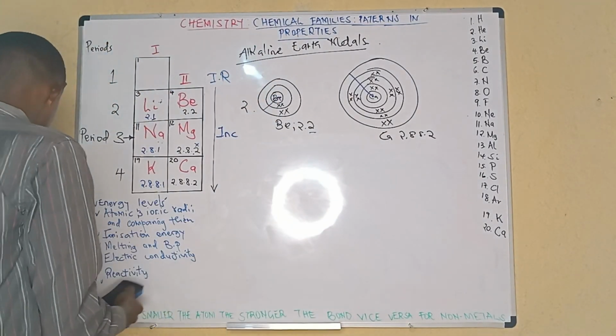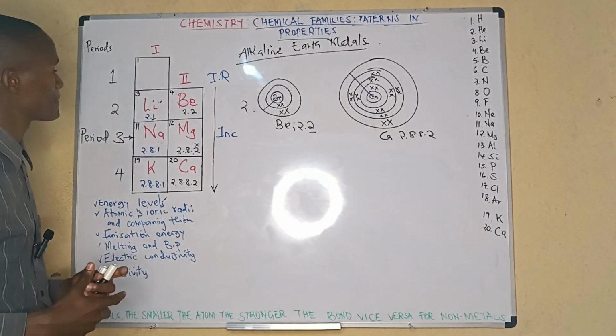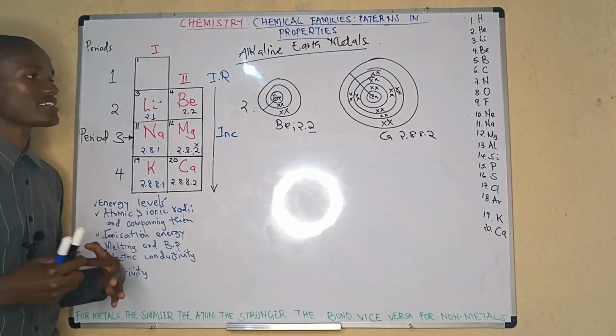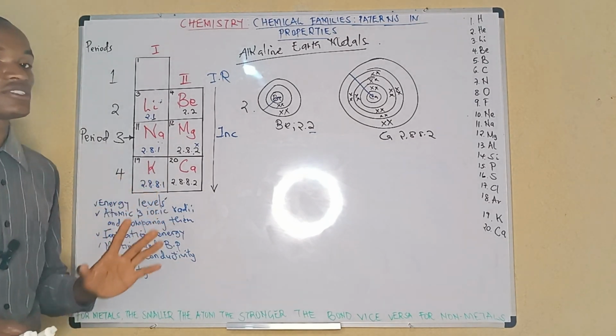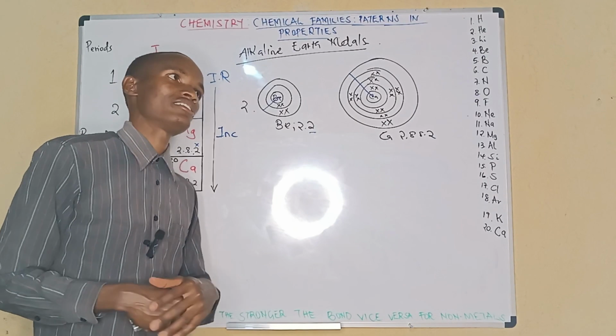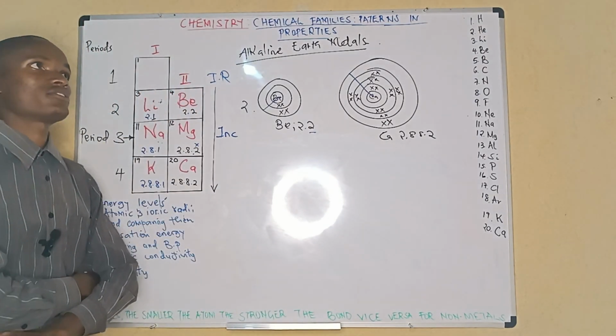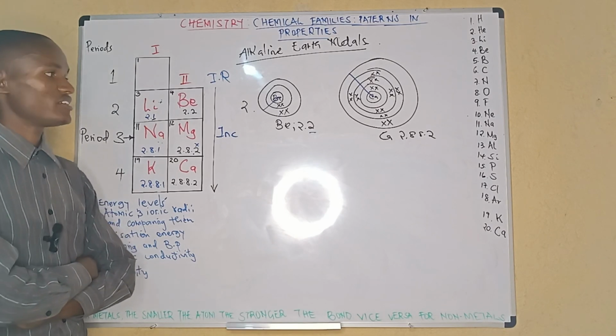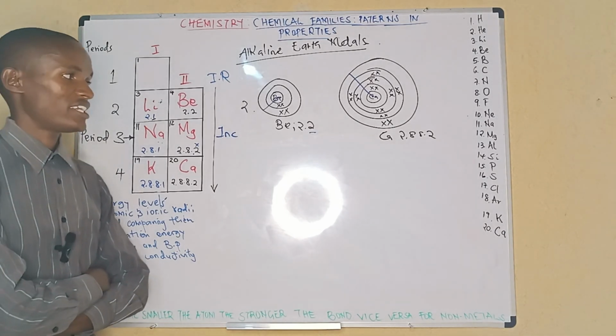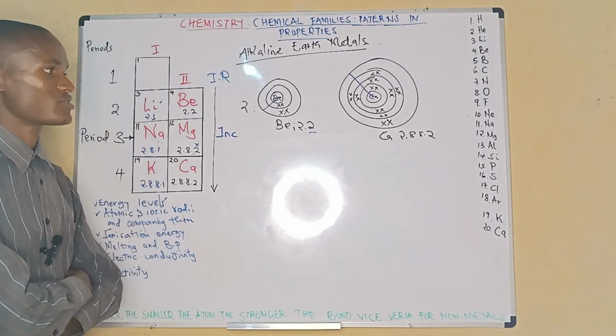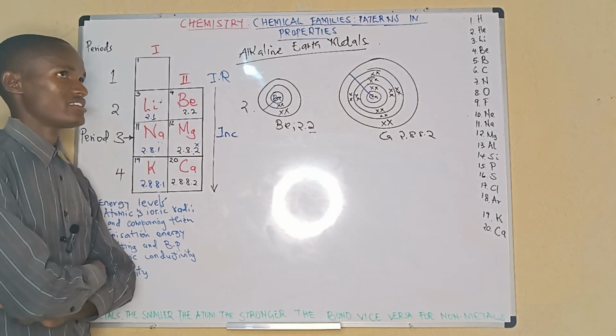Yes, now to the ionization energy, and we defined it in the last part that it is the minimum amount of energy required to remove an electron from the outermost energy level of an atom in its gaseous state. That is what we said the first ionization energy is.